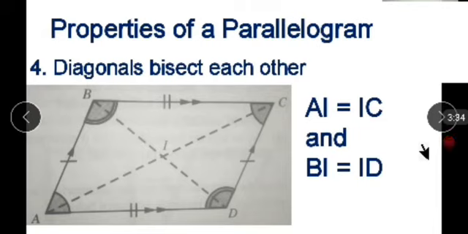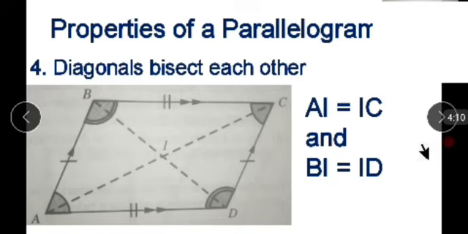The fourth property: diagonals bisect each other. Line AI. You can see I is the point where the two diagonals intersect. So they bisect each other. This is I, the point where they bisect each other. So line AI is equal to line IC. Line BI is equal to line ID. Do we get that? So they bisect each other.